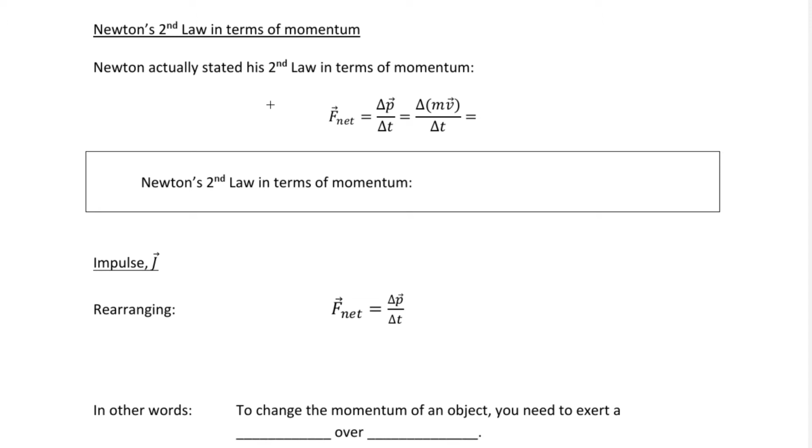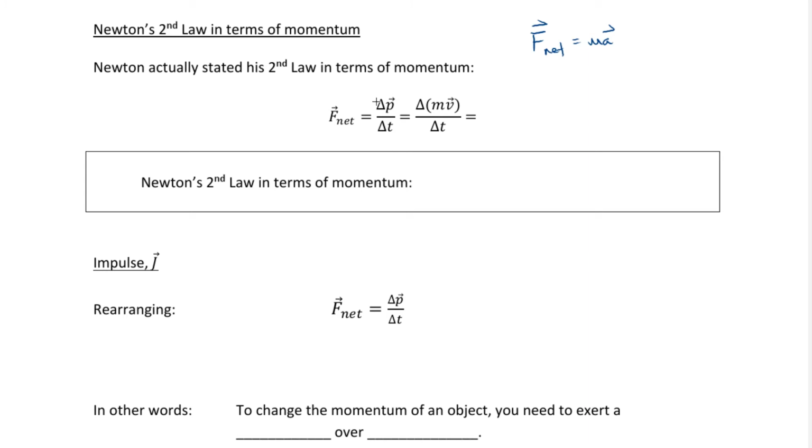It turns out that Newton actually stated his second law in terms of momentum, although we're used to thinking of Newton's second law as being this, F net is equal to ma. Newton stated it like this, that the net force acting on an object is the time rate of change of its momentum. That's what this is showing here, delta p over delta t.